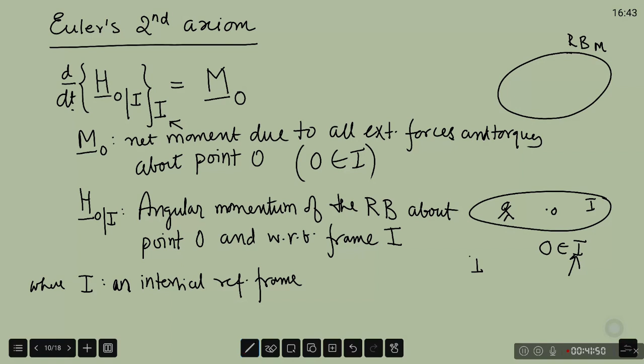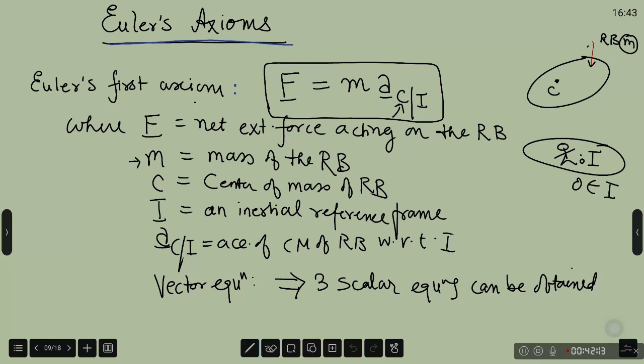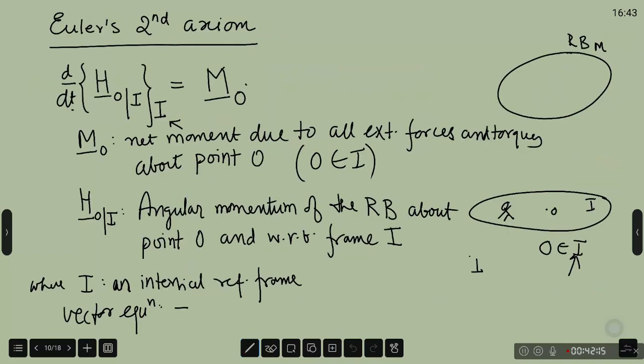This is the second axiom. This is also a vector equation, right? Moment will be a vector. Angular momentum is a vector. Rate of change of angular momentum will be yet another vector. So it is a vector equation. And again, if you use a coordinate system as your working coordinate system, this will lead to 3 scalar equations.